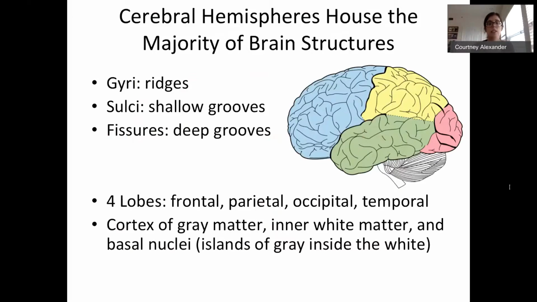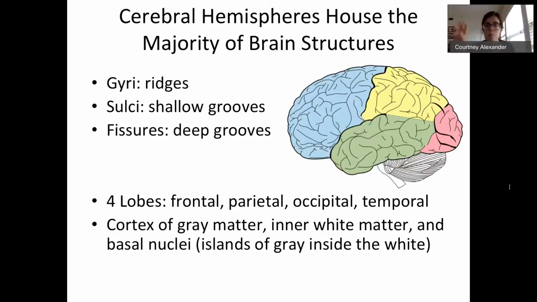When you look at it, you'll see that it has bumps and ridges. These ridges are called gyri, and the sulci are the shallow grooves. We also have deep fissures in your brain. So your brain has lots and lots of surface area, because that surface area is where a lot of the functions happen. We can divide our cerebral hemisphere into 4 lobes, and these line up with the cranial bones that we've already learned. So we've got our frontal on the front, parietal on the top, temporal behind your temples, and the occipital in the back.